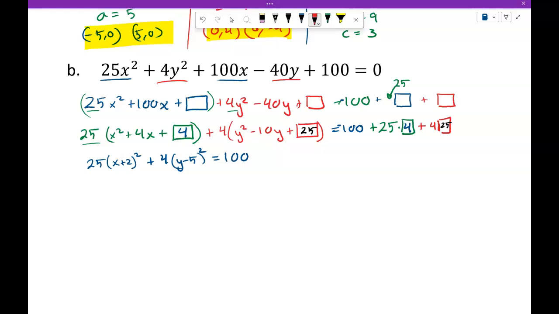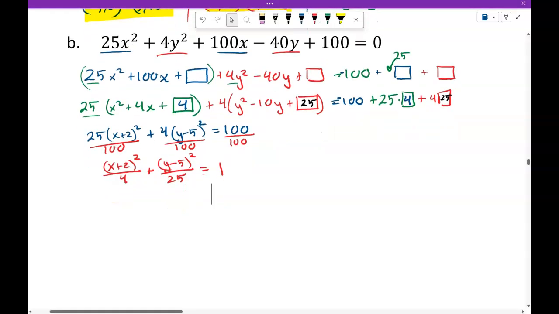So our last step is we need to take it into the fraction form. Our constant needs to be 1. So to get the constant to equal 1, we divide everything by the constant, 100. So our left side will simplify to (x plus 2) squared over 4 plus (y minus 5) squared over 25 equals 1.